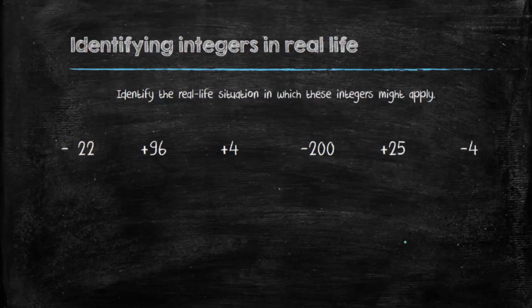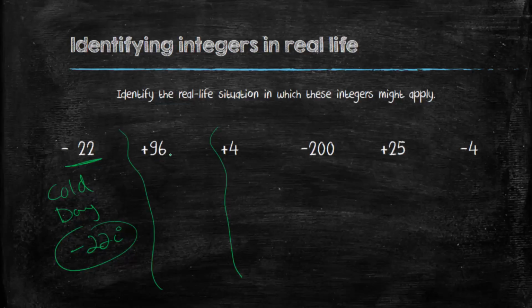Okay, so let's have a look. So this question says, identify the real life situation in which these integers may occur. Okay, so -22, where would this occur? Well, maybe it's cold outside, right? On a really, really cold day, it could be -22 centigrade, right? On a really, really cold day.